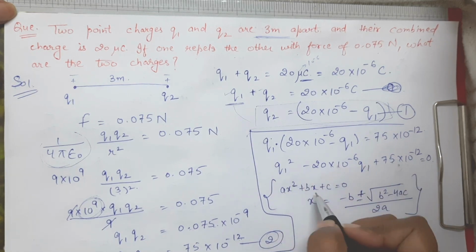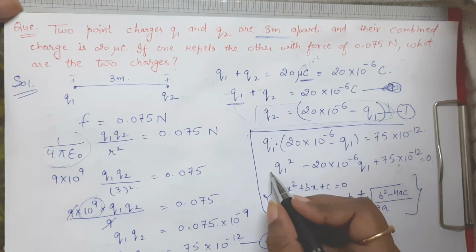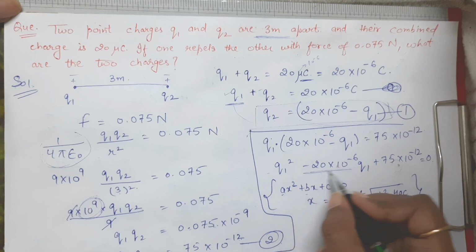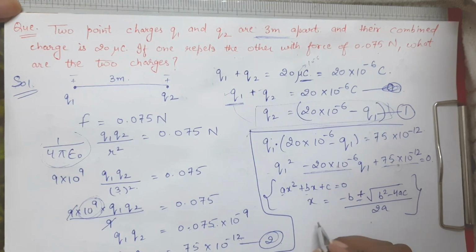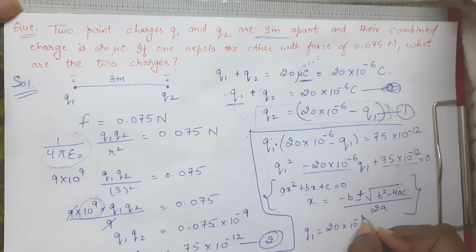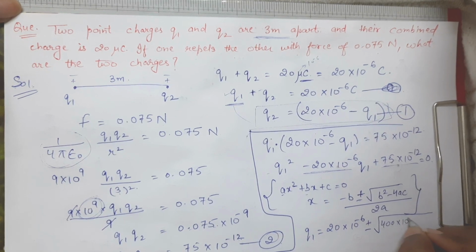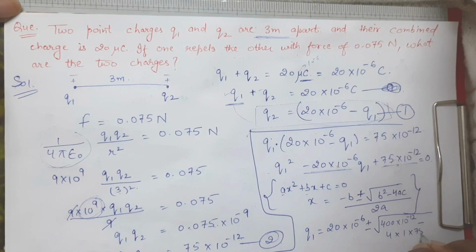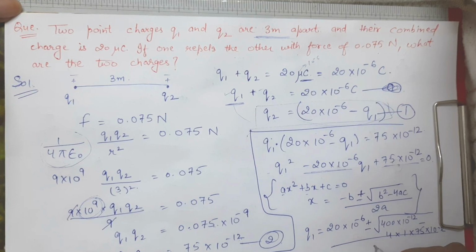So here, instead of x1 square, we are having q1 square. So the value of a will be 1, value of b will be this one, value of c will be this one. So we are going to substitute a, b and c in this. So what we are going to get is q1 is equals to 20 into 10 raised to power minus 6 plus minus root under 400 into 10 raised to power minus 12 minus, this is b square, minus 4 into a into c, 75 into 10 raised to power minus 12 upon 2a, that is 2 into 1.